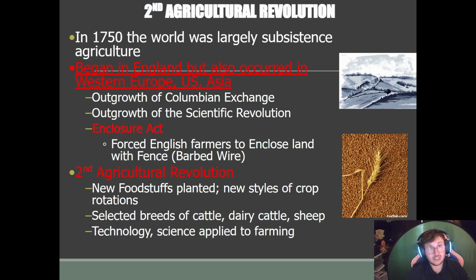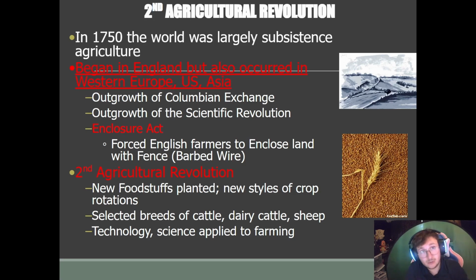Another big one is going to be the Enclosure Acts, which is really in England, where this is going to force English farmers to enclose their land with a fence, a barbed wire. What this does is this really makes a lot of the farming pastures smaller. So some of these smaller ranchers and farmers no longer had the land that they needed for their cows to graze or their sheep and goats and things. So they began to sell off their small amounts of land to bigger farms and moved to the cities to become the first generation of factory workers.